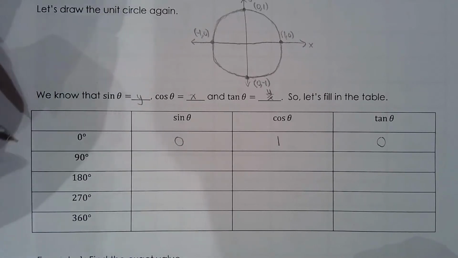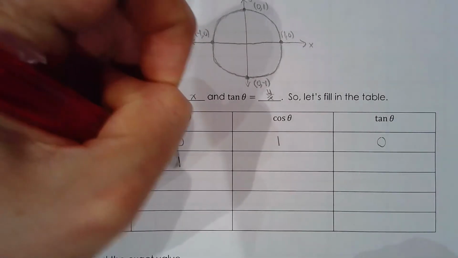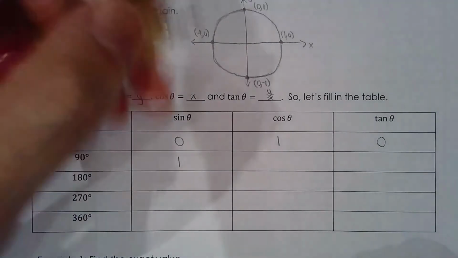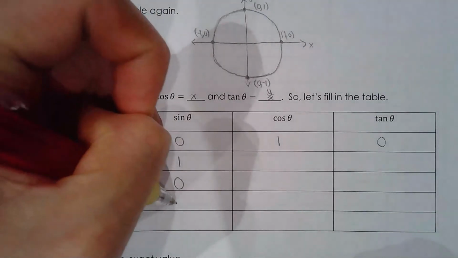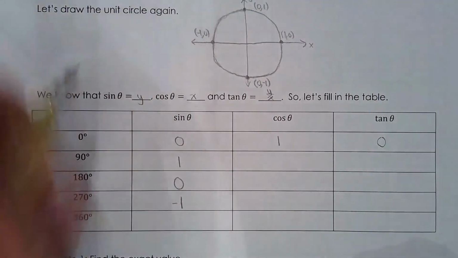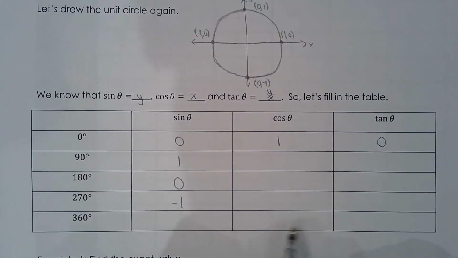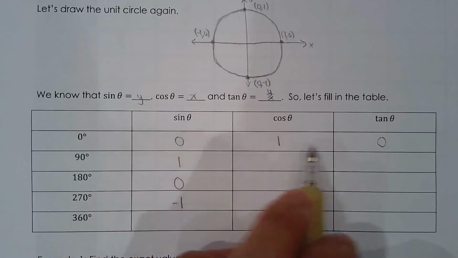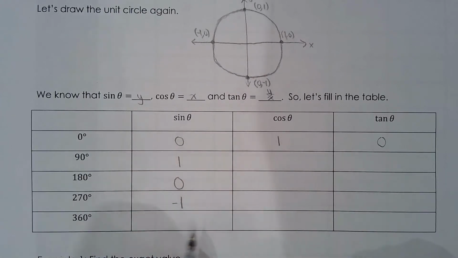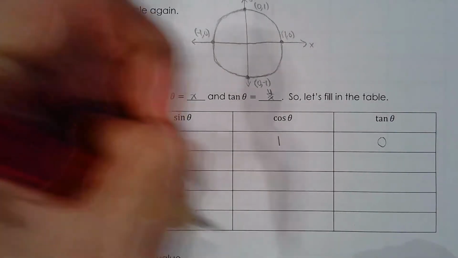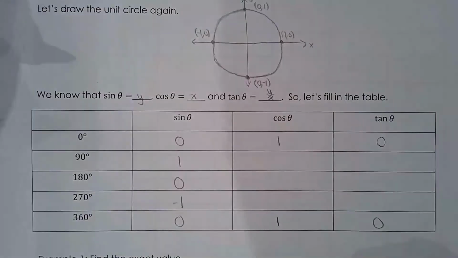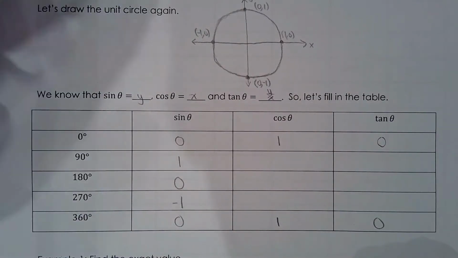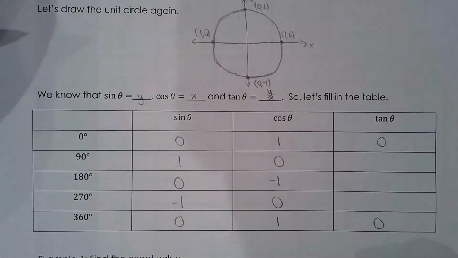Okay, so sine 90 degrees, we're looking at 1. Sine 180 is 0, sine 270, negative 1. This last row here for 360 degrees is coterminal to 0, so these ratios will correspond to these three ratios. Has to be 0, 1, 0. Cosine 90, we're looking at 0, cos 180, cos 270.